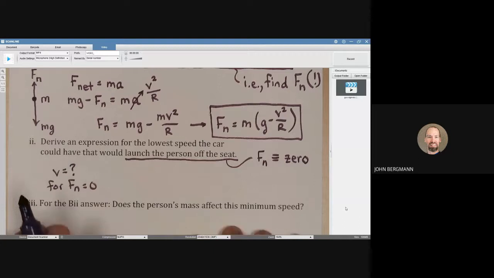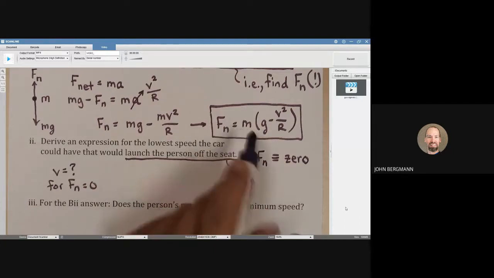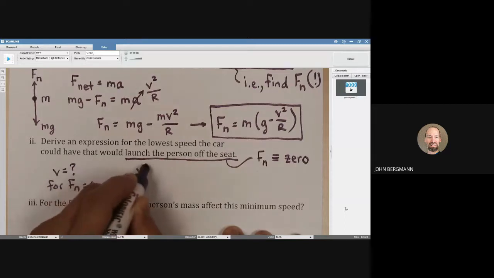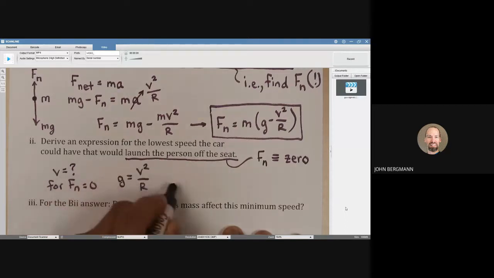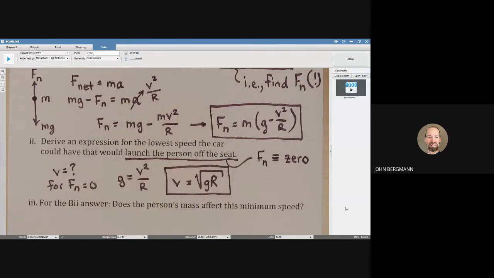I put a 0 there, divide both sides by m, and I end up with g equals v squared over r. So the minimum v is going to be the square root of g times r. If it's going that fast, this person is going to start to rise off the seat. We don't want to go faster than that.